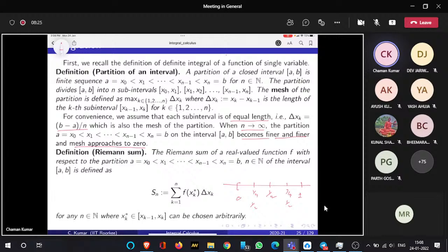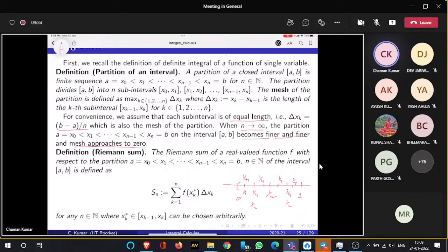Okay, now we can refine this further also. Now I can take 1/8. I put one more point in each of the subintervals. So this becomes finer as compared to the first and the second partition.